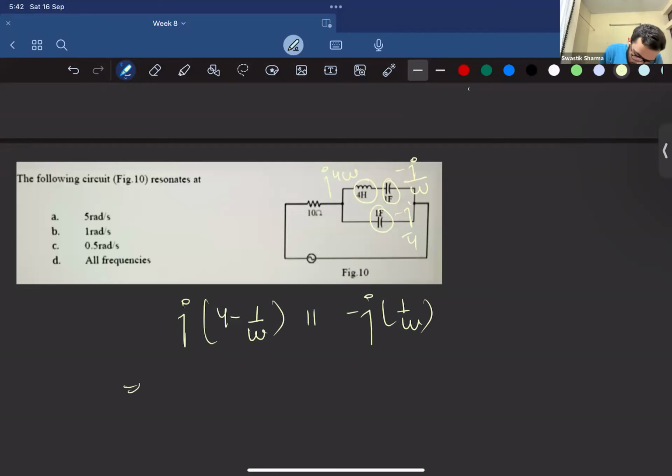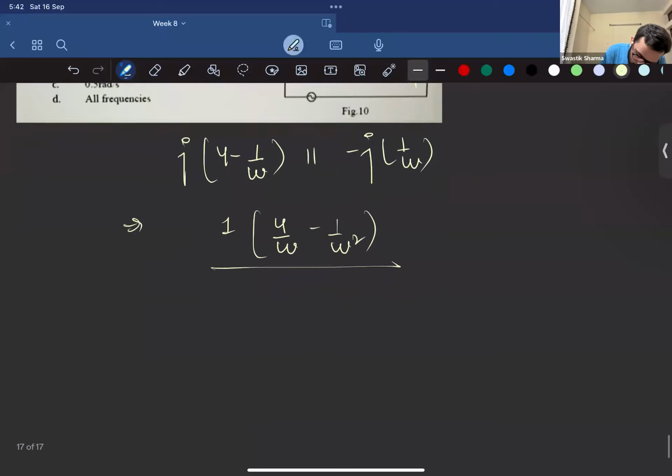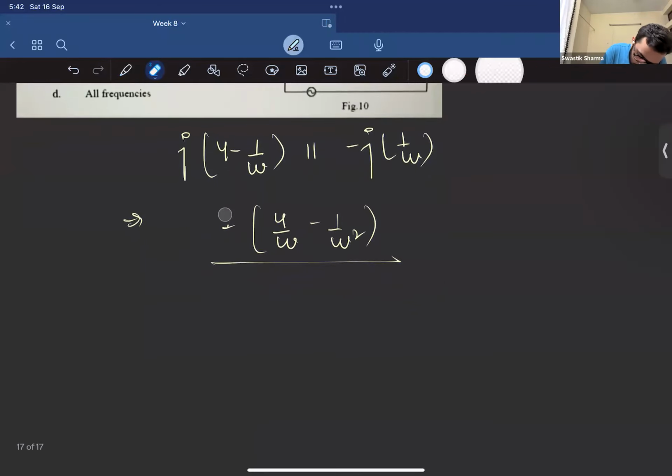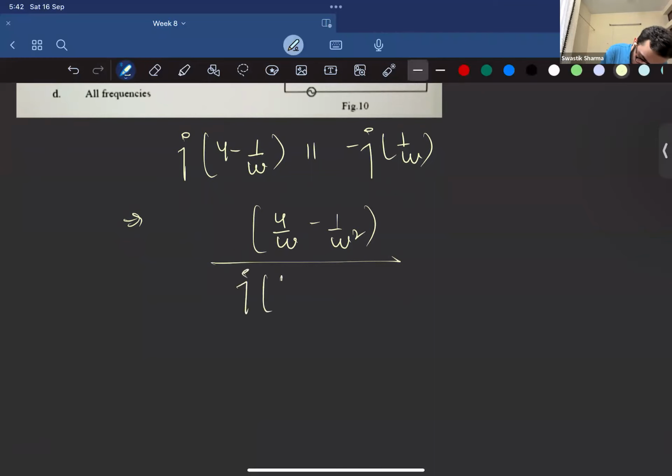So let's do it together. So the parallel combination is what? j into minus j is what? j squared is minus 1, into minus is plus. So this becomes 4 upon omega minus 1 upon omega square, divided by the combination of these, right? So it's j4 minus 2 upon omega, right?